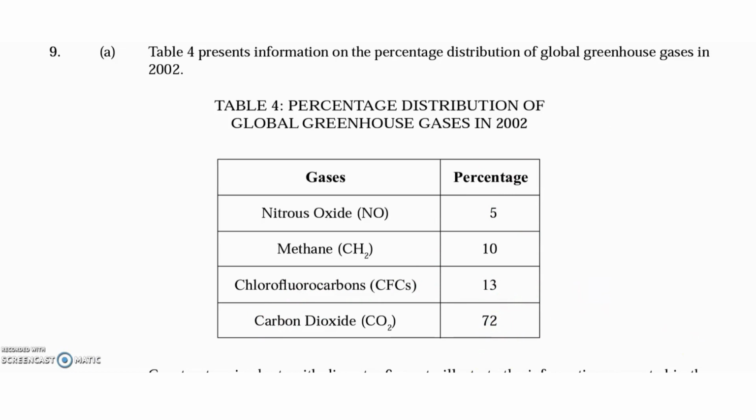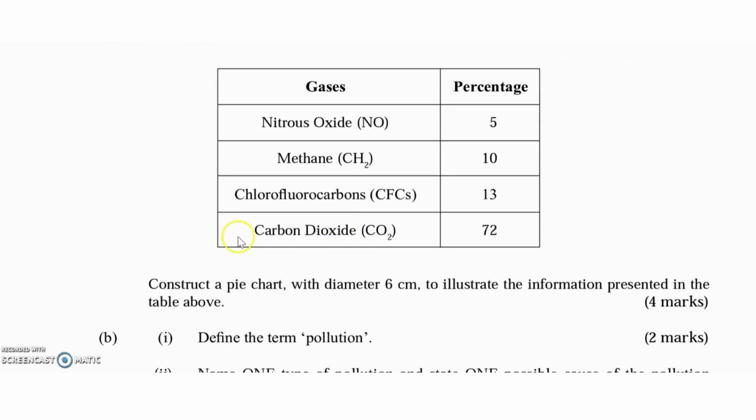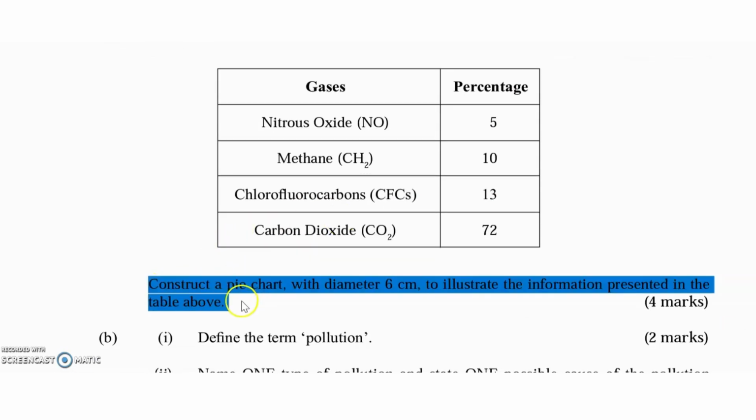Good. Now everybody should know that if you have to construct a pie chart, which is what question part A is asking you, with a diameter of 6 centimeters, you have to use your ruler and your protractor. If the diameter is 6 centimeters, the radius will be 3. So you have to measure 0 to 3 centimeters on your ruler, and make a nice big circle using your protractor.